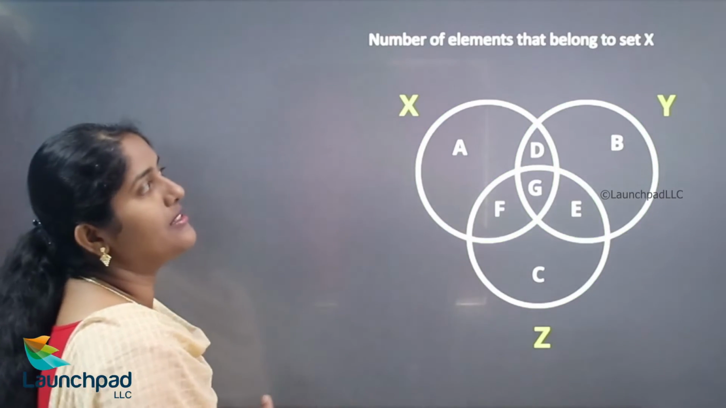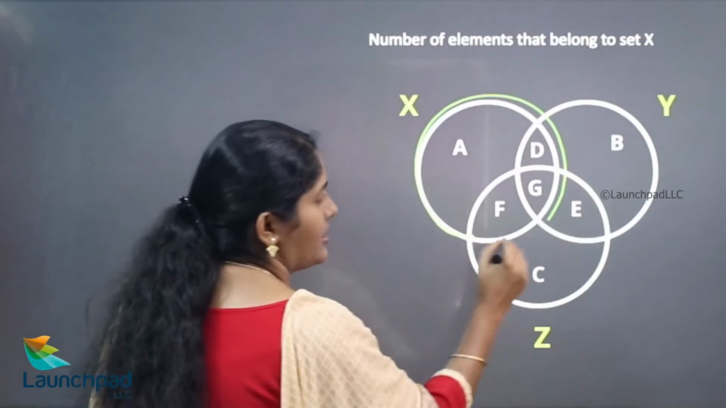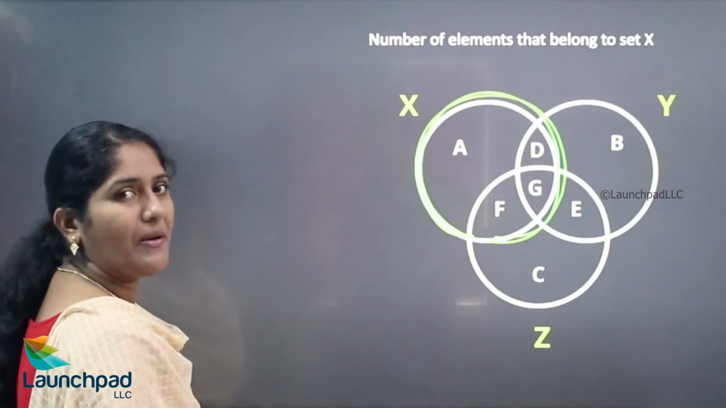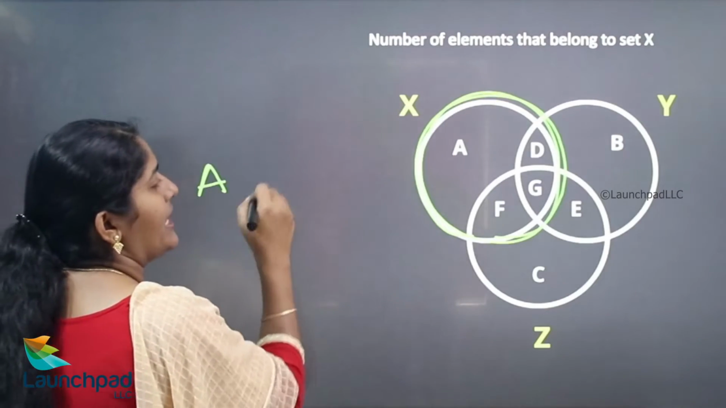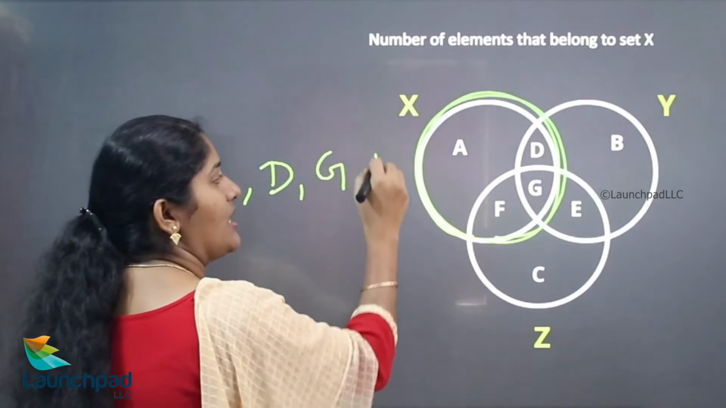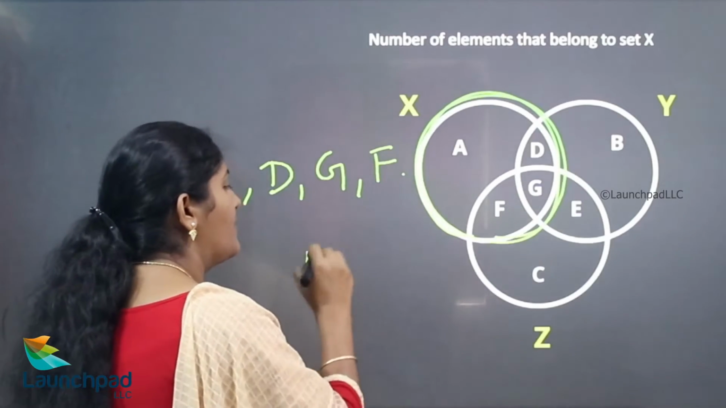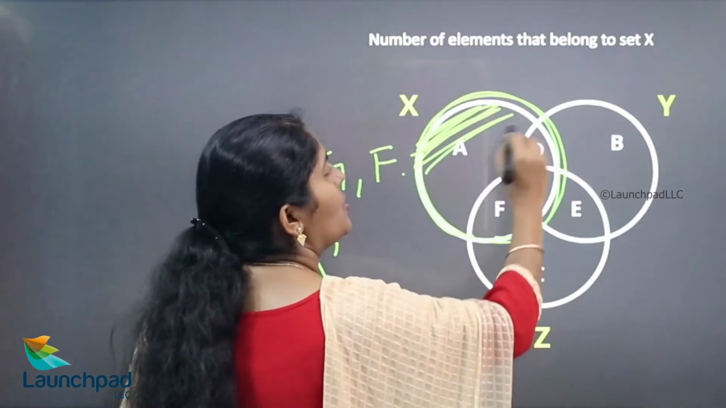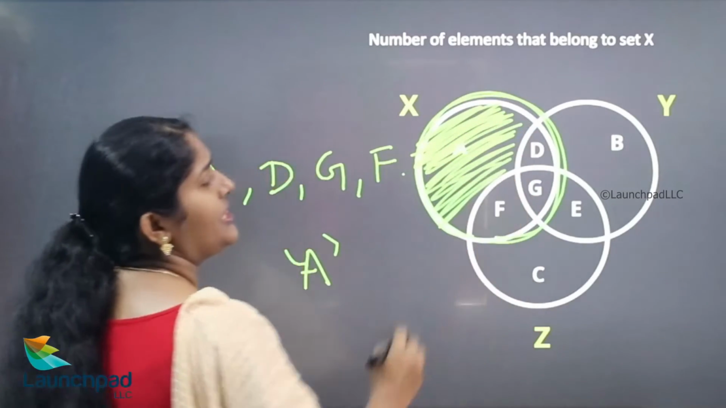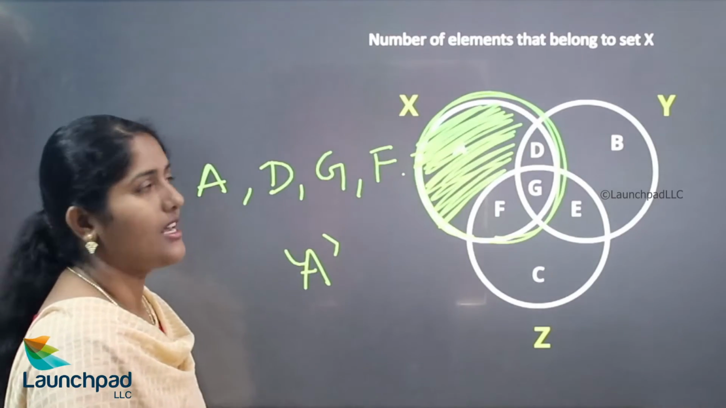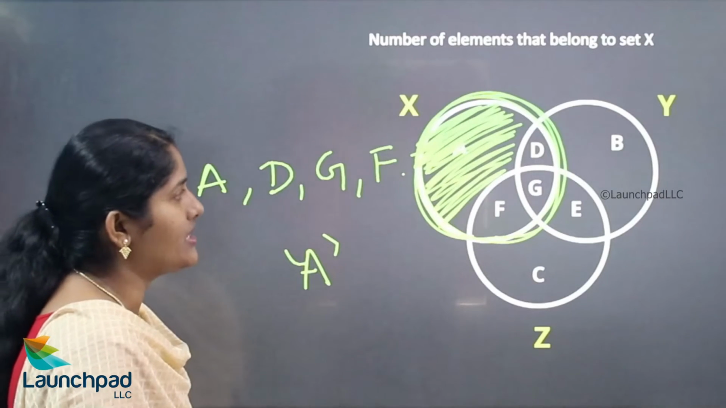Number of elements that belong to set X. The whole circle is represented by X. So in this X, the elements available are A, D, G, F. If it is only X, it means A alone. In this way the shaded area indicates only X. The whole area indicates X. Okay, we'll move on to your next question.